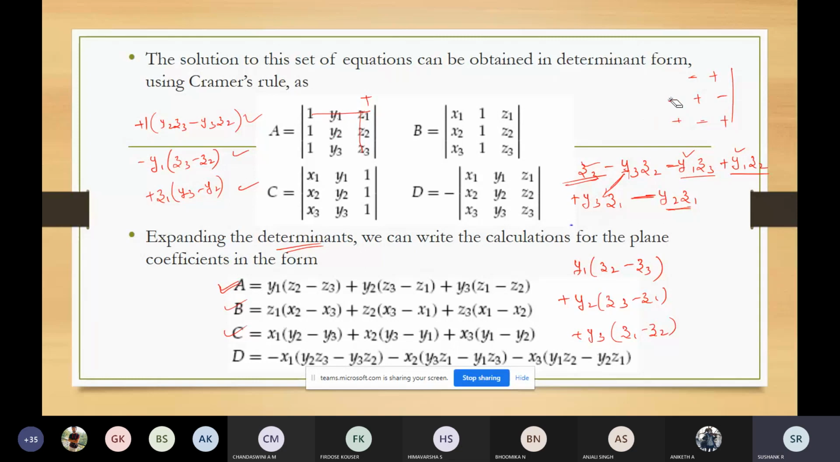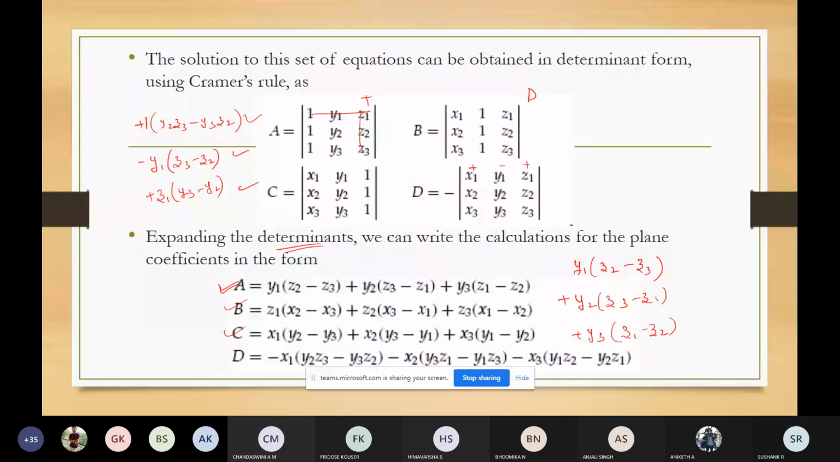For the determinant D, because it contains all three terms, the x term, y term, and z term, I'll just expand it. B and C are the same thing. The same way I've expanded for A, if you do the same, you'll get the result. So D is equal to, you know we just use the plus minus plus minus rules, the signs. So you don't consider the minus sign in the beginning, you just forget that there is a minus sign.